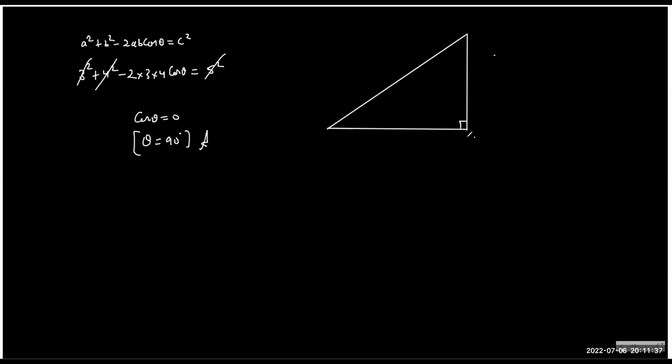Now tell me, which one must be C? A and B can be this or this or this or this, you can choose A and B at random. But if C is the biggest side, C must be the hypotenuse. So A and B are bound to be these two only. So I can directly tell the angle is 90. I'm done. No need to solve.